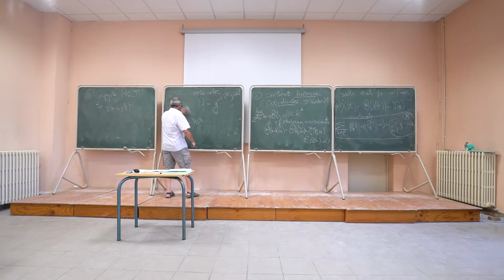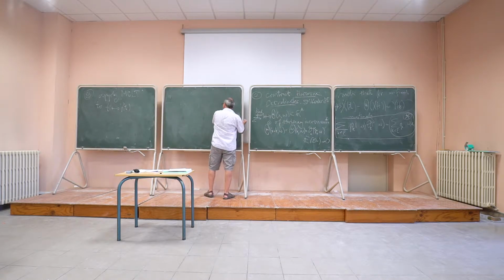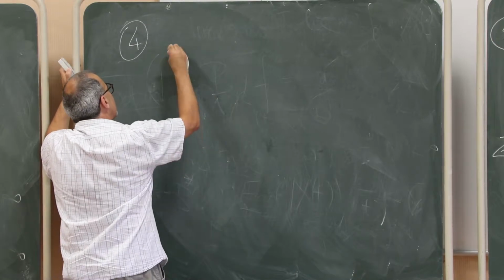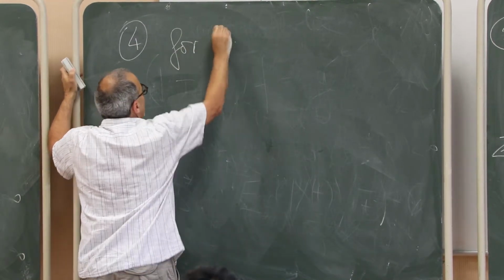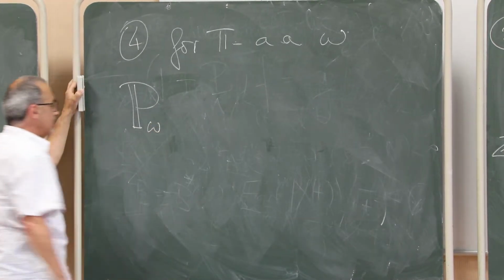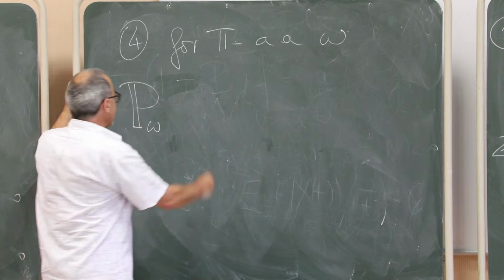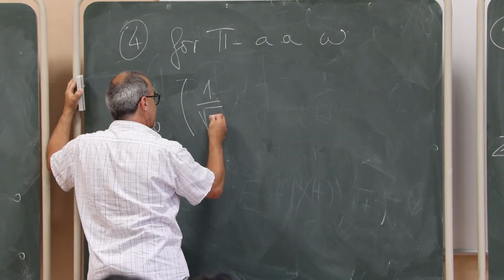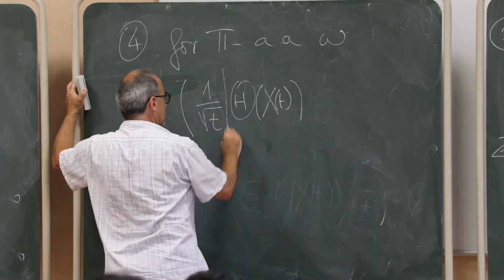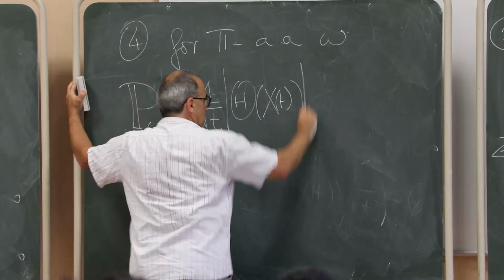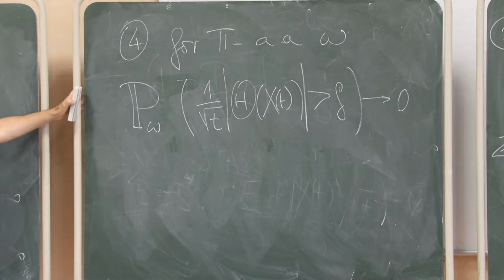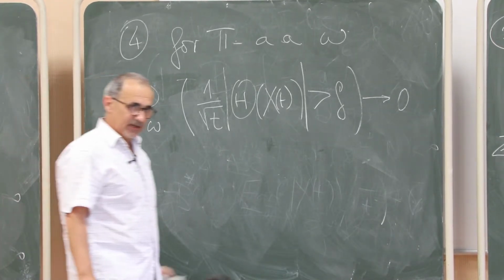But anyway, the last step, step 4. Prove that for pi-almost all omega, in the quenched way, the probability that theta_1 over square root of t, theta x_t, is larger than delta converges to 0 as t goes to infinity. So that means that theta x_t divided by square root of t converges in probability to 0.